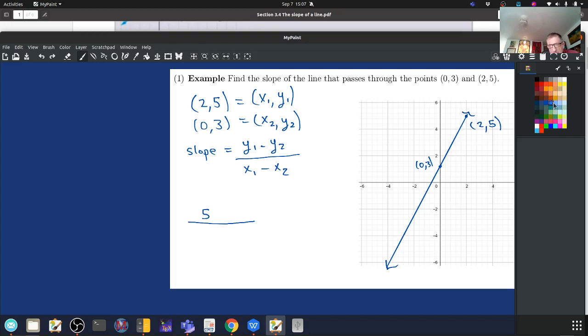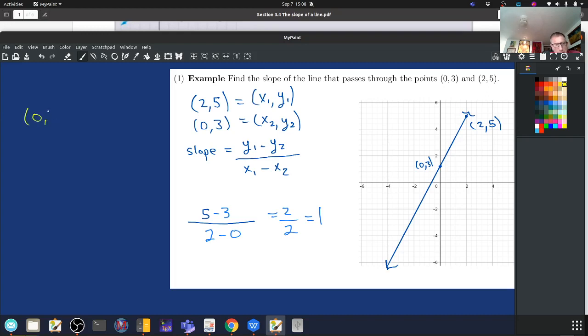Let me correct that. 5 minus 3 over 2 minus 0. And that gives us 2 over 2, which is a slope of 1. Sorry about that. Wrote down the wrong thing. But my point was, and what I'm going to go back to, is it doesn't matter what I write first.